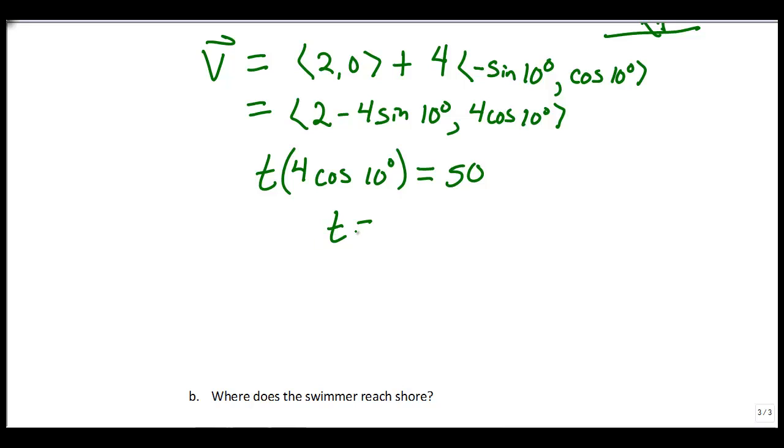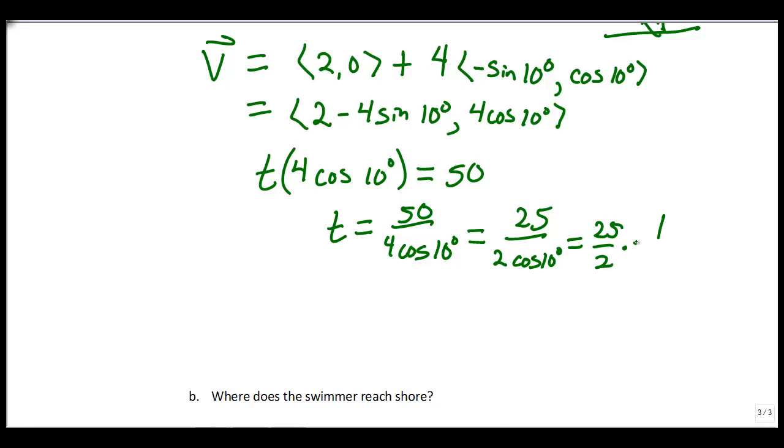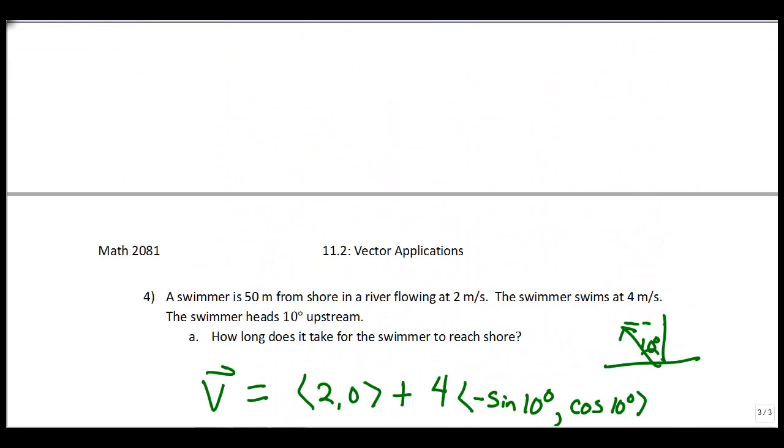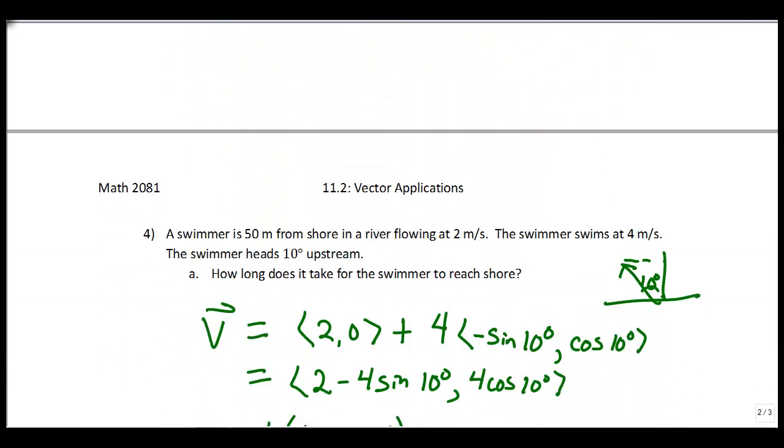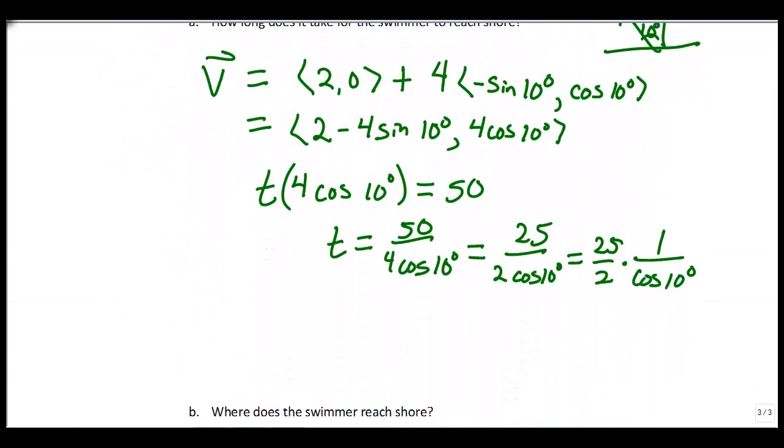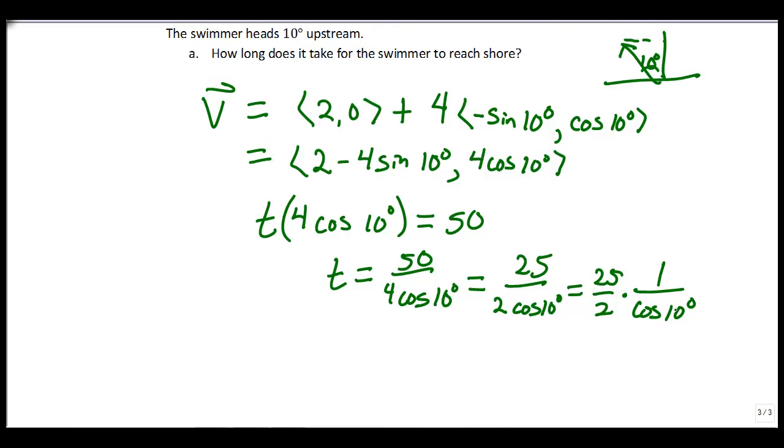So our t here, oh no, we're doing this without the vectors this time. It's actually a little bit slicker this way. t should be 50 over 4 cosine 10 degrees. It should be 25 over 2 times cosine 10 degrees. We could write this maybe as 25 halves times 1 over cosine 10 degrees. Now you might be wondering, is that more or less than the previous question's answer? Well, if you look at the previous question, your time was just 25 halves seconds, 12 and a half. Here, we've got the 12 and a half, but we multiply by 1 over cosine of 10 degrees.